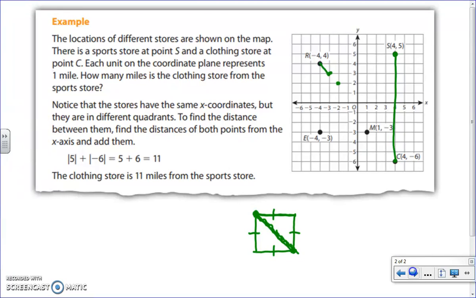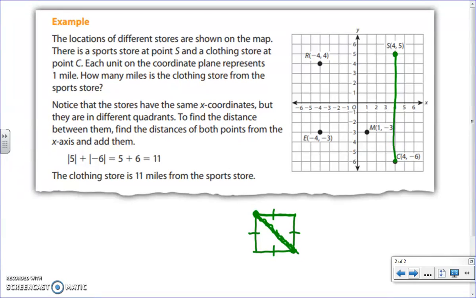So from here to here is not 2. It's actually more than 2. So we can't count diagonally. We can only count left and right or up and down. Someday you'll learn about the Pythagorean theorem, and then you'll learn how to find the distance of the diagonals. But for now, we can't just count diagonally and assume that each diagonal is 1, because it's not 1. It's actually farther than 1. So we're not allowed to count diagonally.